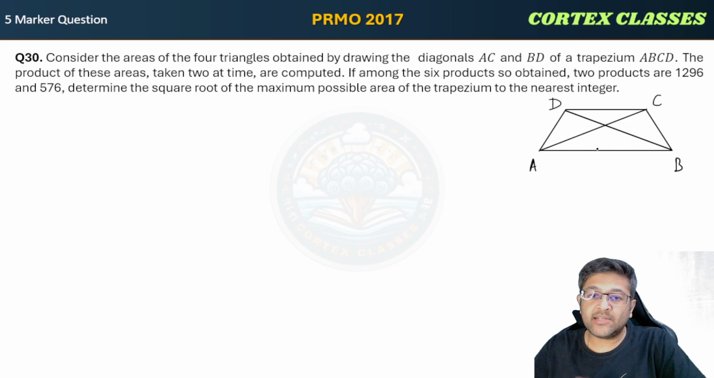So again, this is a trapezium, so AB is parallel to CD, right? Taken 2 at a time is computed. If among the 6 products obtained, 2 products are 1296 and 576, we need to determine the square root of the maximum possible area of the trapezium to the nearest integer. Okay, so guys, let us name this.